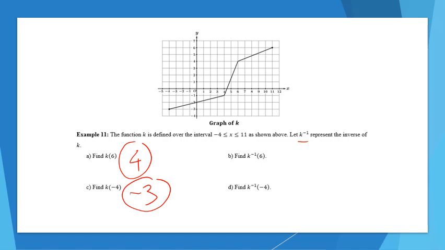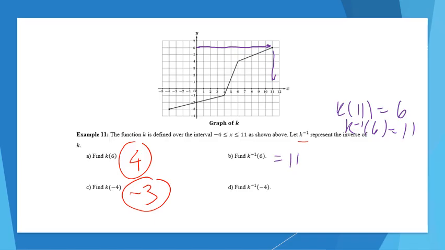So for example, find inverse k of 6. Here you're going to look at your y value of 6. That's this point right here, which has an x value of 11. So this should be equal to 11. Right? And this makes sense. If we found k of 11, you would get 6. So then inverse k of 6 should be 11.